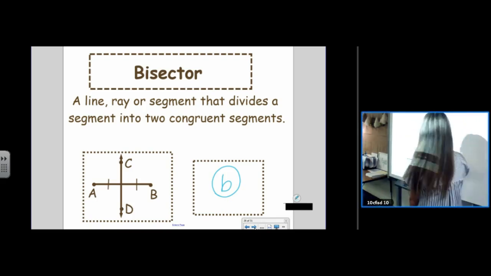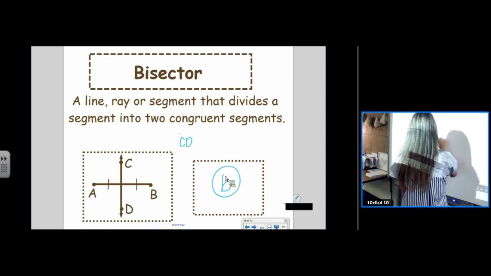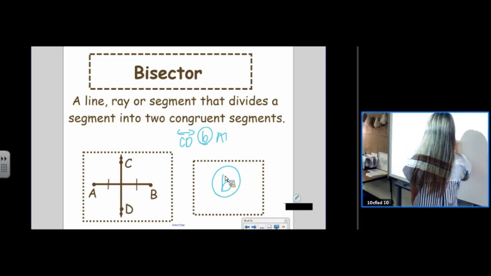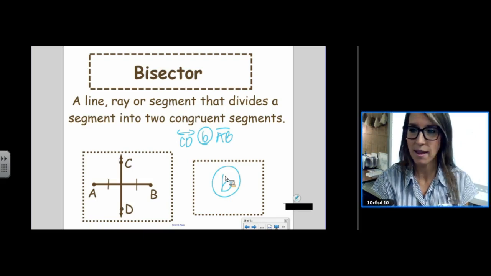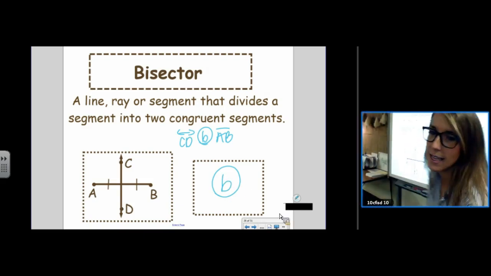So like I can say, line CD bisects segment AB. That's me writing in math language. So that says line CD bisects segment AB. So it's a lowercase b with a circle around it. That means bisect.